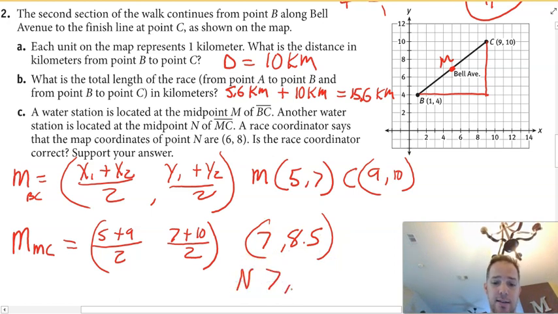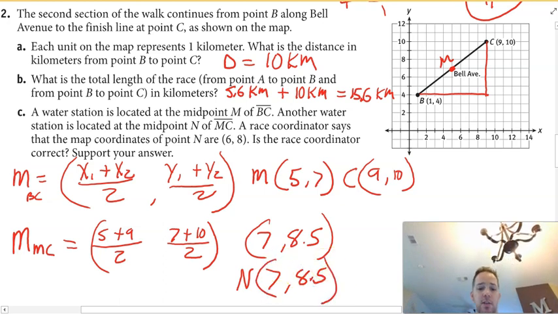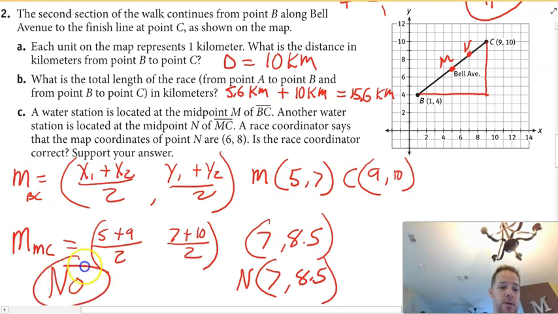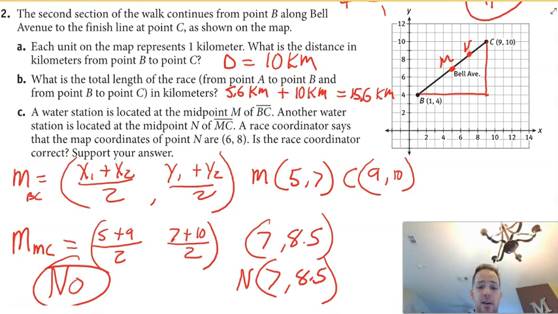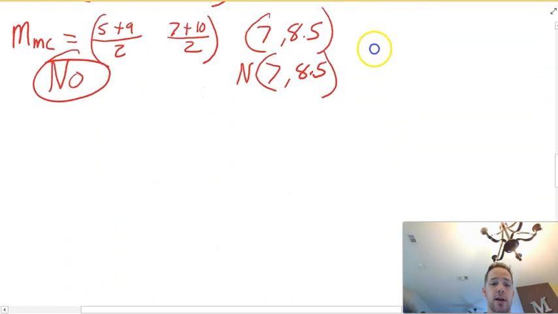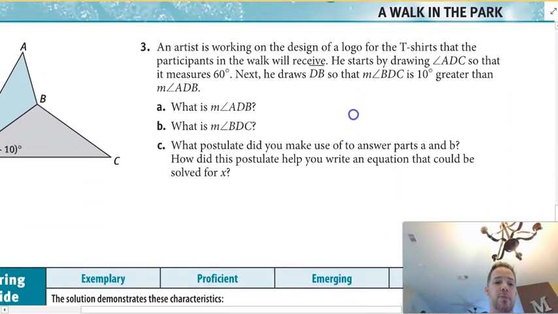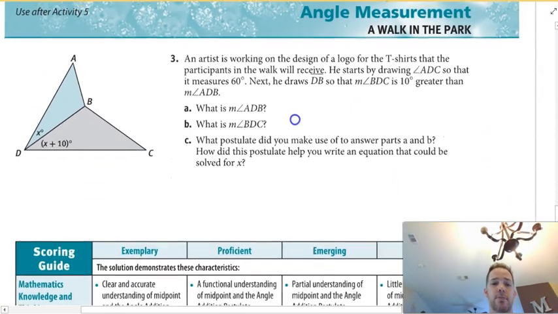We do want to check just to make sure that that looks accurate at 7, 8.5. Does that look like the midpoint of MC? Yeah, so that means no, the coordinates of N are not at 6, 8. So no is our answer for C. We supported our answer by finding out where N would have been located for that other water station.